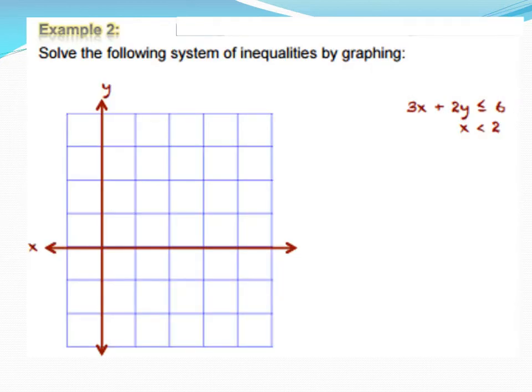We want to solve the system of inequalities by graphing. So the two inequalities I have, and I don't want to call them equations, are 3x plus 2y is less than or equal to 6, and x is less than 2. So what I want to do is graph both of these. The first rule says I'm going to take this and see if we're in slope-intercept form. Let's graph this first one. I have 3x plus 2y is less than or equal to 6.